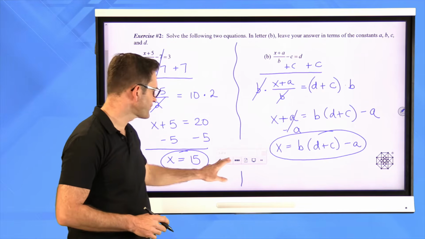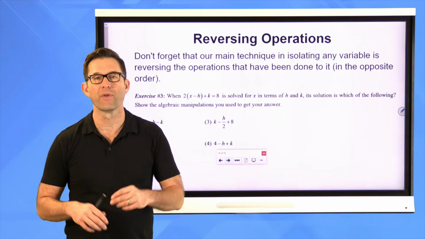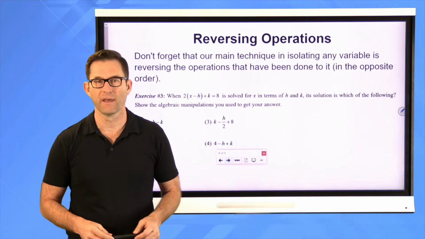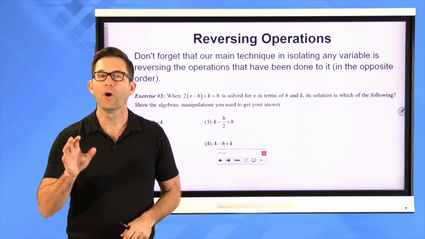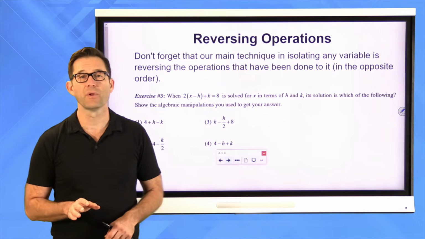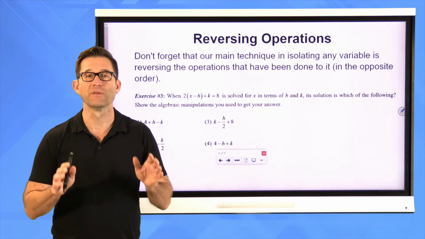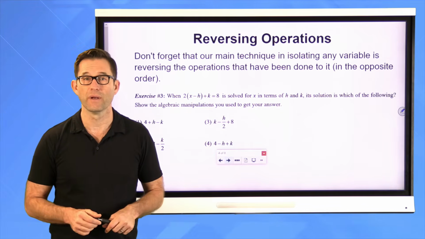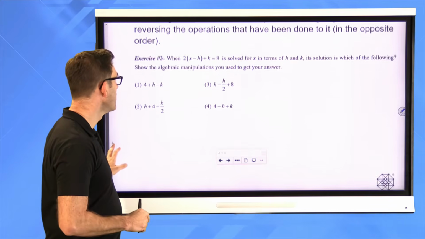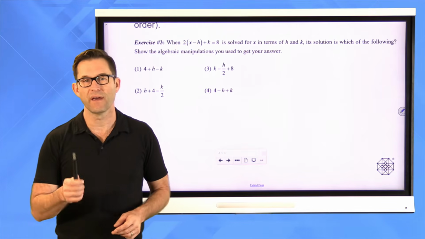Now, we can certainly have situations where there are both variables and numbers and unknown constants in an equation. Don't ever forget, though, that our main technique, and we've been emphasizing this throughout the last couple lessons plus today, in isolating any variable is reversing the operations that have been done to it in the opposite order. So let's take a look at a nice multiple choice problem that mixes numbers, variables, and unknown constants. Exercise number 3.